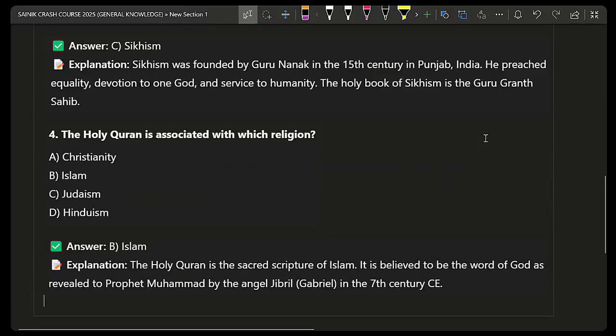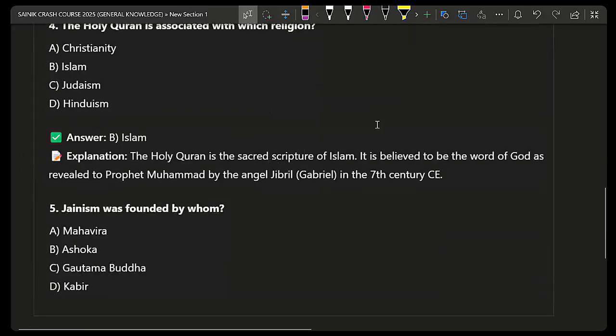The Holy Quran is the sacred scripture of Islam. It is believed to be the word of God as revealed to Prophet Muhammad by the angel Gabriel in the 7th century CE. Next question. Jainism was founded by whom? Mahavira, Ashoka, Gautama Buddha, Kabir.